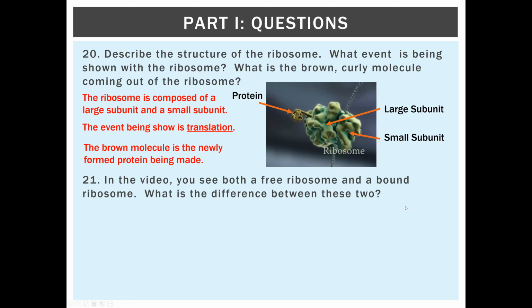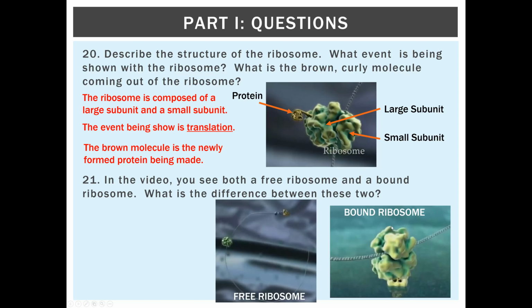And then number 21, in the video, you see both a free ribosome and a bound ribosome. What is the difference between the two? So in the video, we saw that free ribosome that was just making the protein as it zipped around the mRNA, and then the bound ribosome went over to the ER and attached.